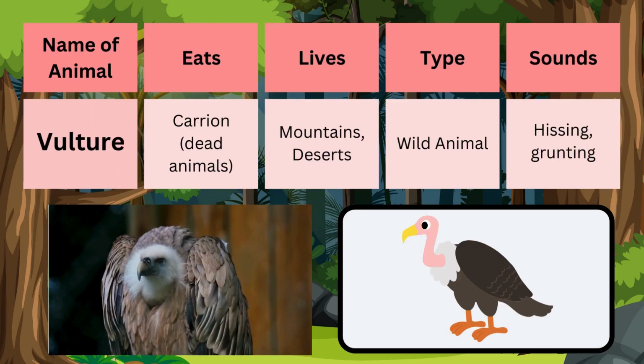Vulture. Vulture eats carrion dead animals. Lives in mountains, deserts. Vulture is a wild animal. Sounds.